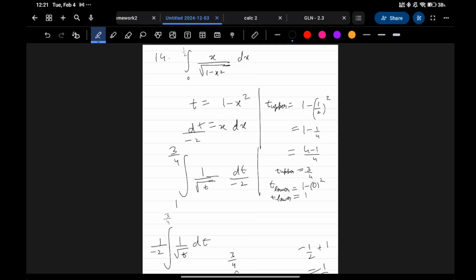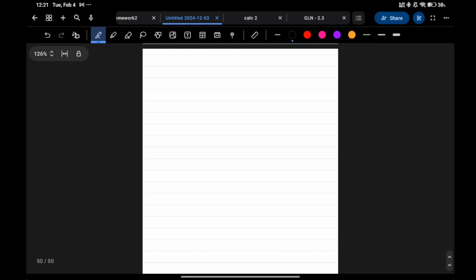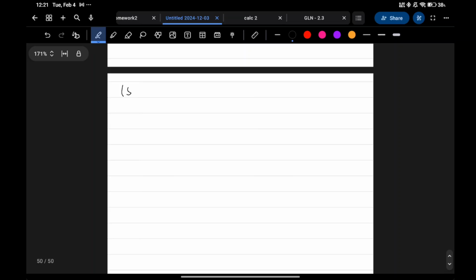Let me do 15th now. So 15th takes advantage of the arc sine, arc tan, basically the arc trigonometric functions. So over here, this one in particular, a plus x squared, so 2 plus x squared dx. Actually, let me take a look at them again because it's been quite a while since I looked at them. All right, these ones over here.